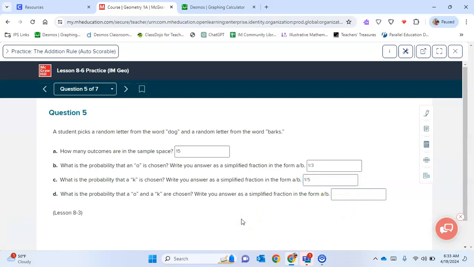What is the probability that O and K are chosen? Well, there's only one way. You select O from the word dog and you select K from the word barks. So there's only one way to do that out of the 15 outcomes, 1/15.